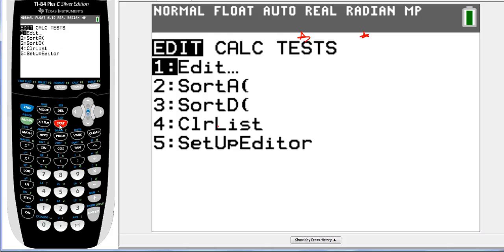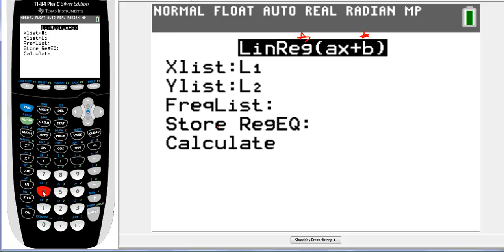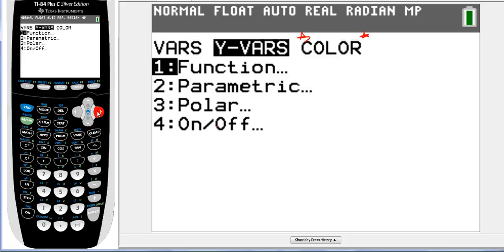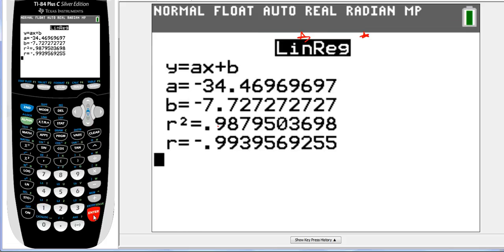So I will do stat, over to calculate, number 4 in this case. My data is in list 3 and list 4. I do want to store my regression equation, so I'm going to hit variables, over to y variables, function, y1. I'm going to store it in y1 and calculate it. There is my linear regression equation, so I'll just go ahead and record that here.